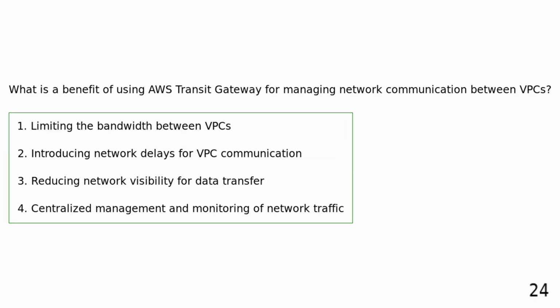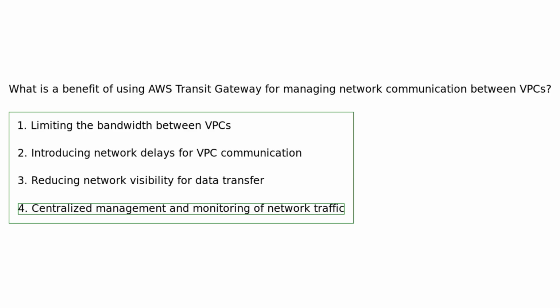What is a benefit of using AWS Transit Gateway for managing network communication between VPCs? Limiting the bandwidth between VPCs. Introducing network delays for VPC communication. Reducing network visibility for data transfer. Centralized management and monitoring of network traffic. One benefit of using AWS Transit Gateway for managing network communication between VPCs is centralized management and monitoring of network traffic, enabling efficient data routing and visibility into network patterns.